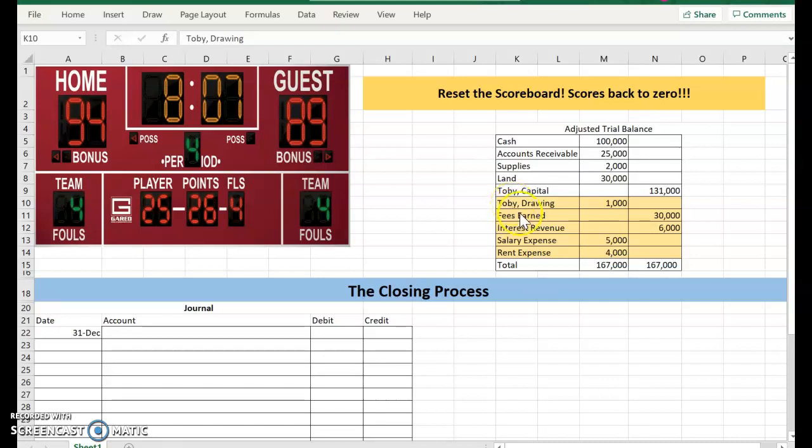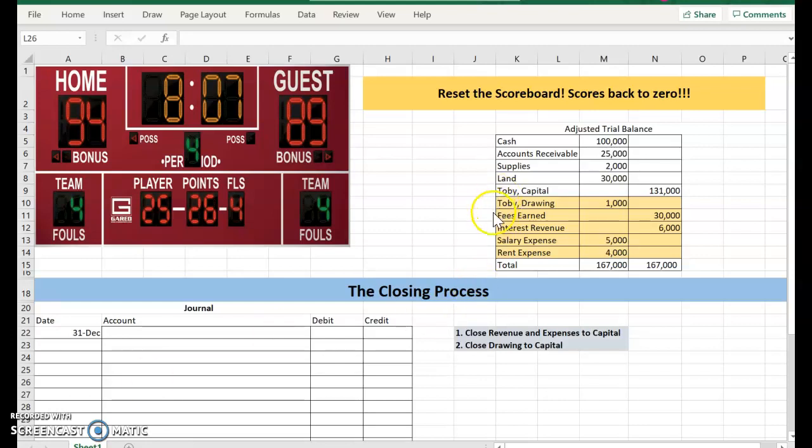So when we say we want to close the temporary accounts, just like a scoreboard, we want to get the balance back to zero. We're going to do this in two steps. In the first step, we're going to close revenue and expenses to capital. And in the second step, we're going to close drawing to capital. So those are the two steps. So when we say close, we mean get the balance to zero. So let's look at the first step, close revenues.